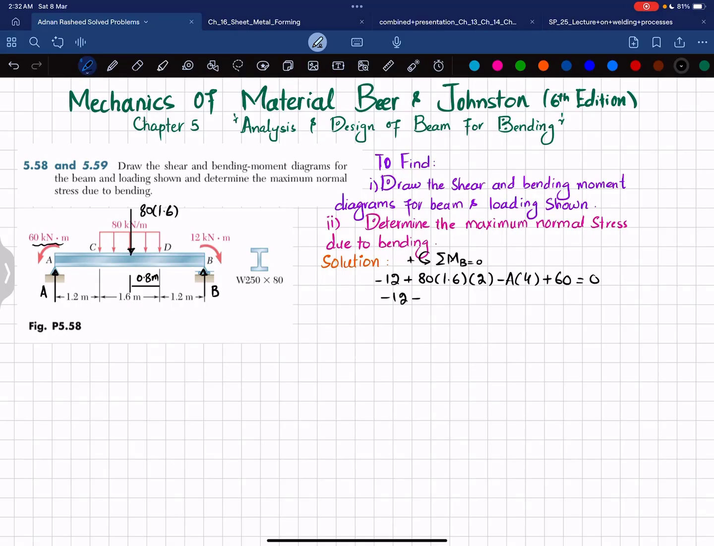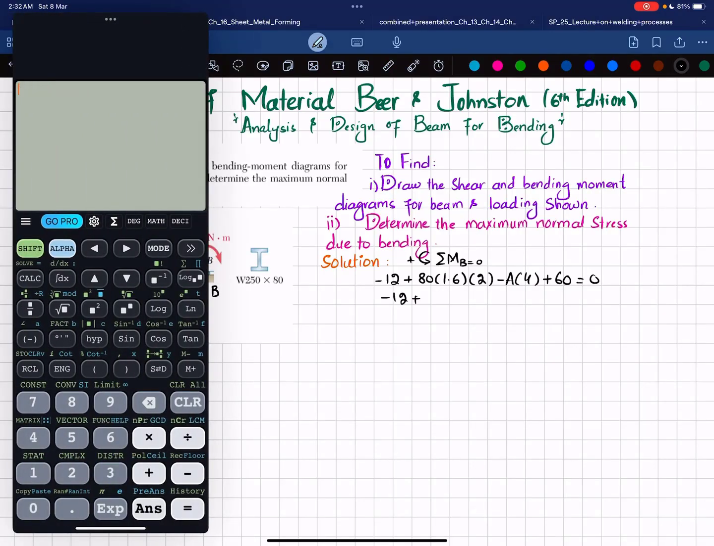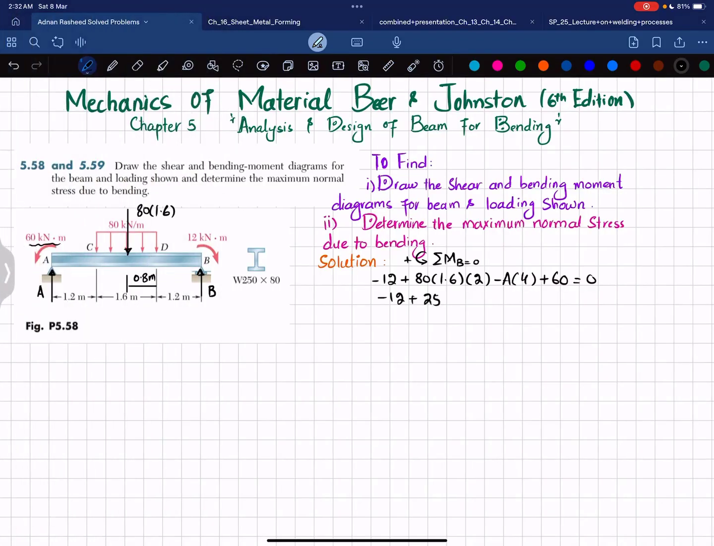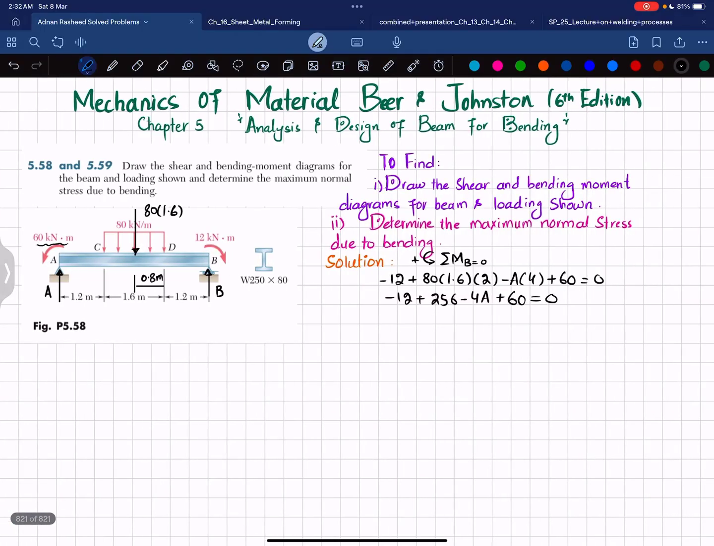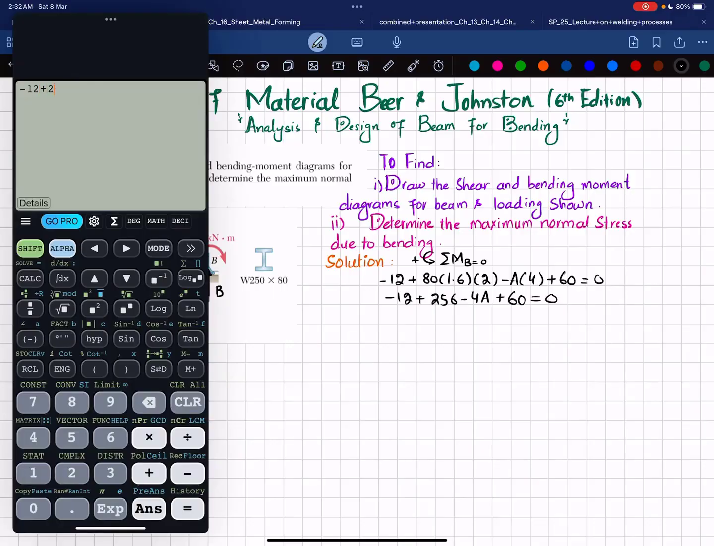So minus 12 plus 80 multiplied by 1.6 multiplied by 2, which is 256, minus 4 times A plus 60 is equal to 0. So minus 12 plus 256 plus 60 will give you 304, and that will be 4A equal to 304, and from here A will be equal to 304 divided by 4, which will give you 76. So A is 76 kilonewton.